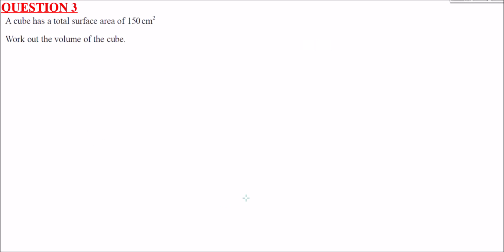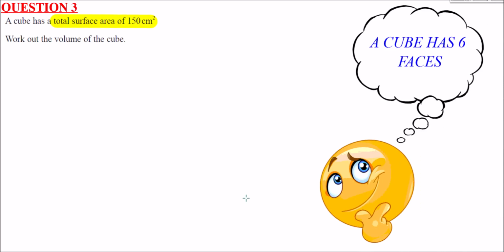Question 3. A cube has a total surface area of 150 centimeters squared. Work out the volume of the cube. So, total surface area 150 cm squared. That's our main way into this question. So, need to remember a cube has 6 faces. So that's an important point. Obvious, but you need to remember it.